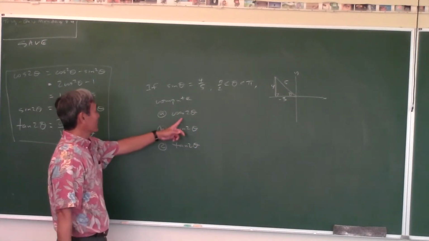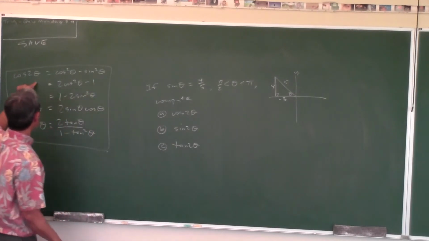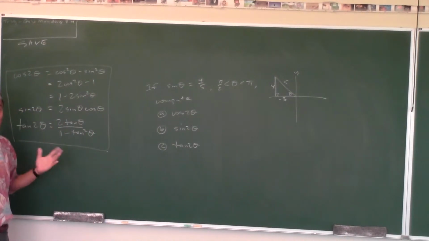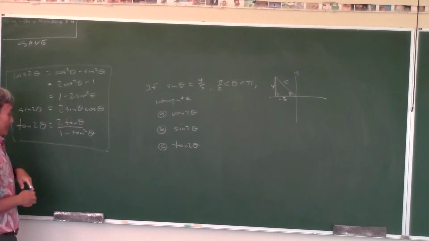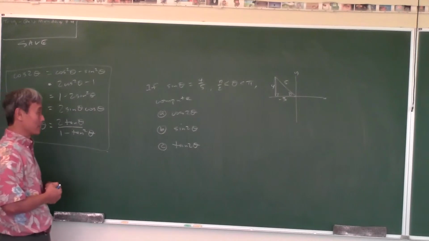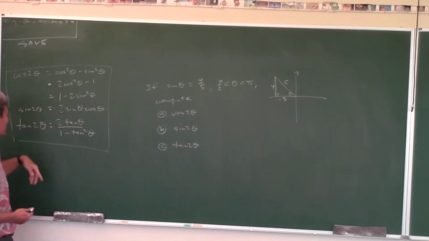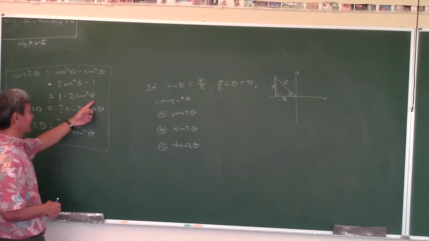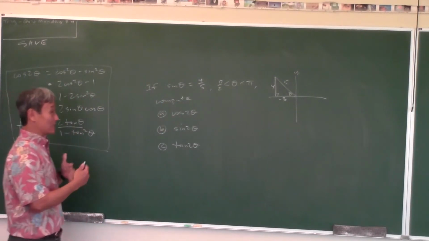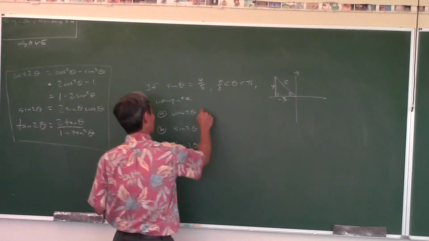Okay, now, how do you compute cosine 2 theta? Well, for cosine 2 theta, you can use any one of these three. It doesn't matter. They're all equal. So, I have my favorite. My favorite is the first one, cosine squared theta minus sine squared theta. But some of you might go, yeah, but Mr. Park, since they give you sine theta, shouldn't you just use that one? Yeah, but it doesn't matter because they all give you the same answer.